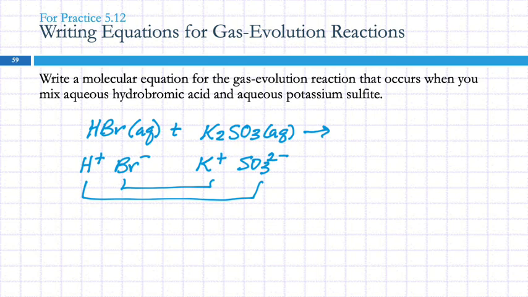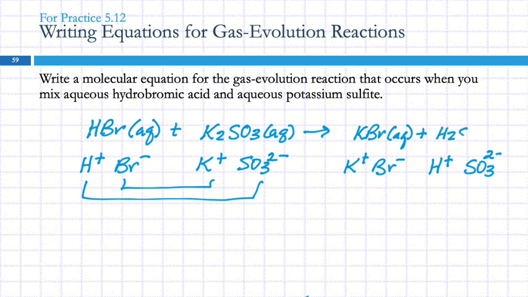And so I'm going to write the new possible combinations here, K+ and Br-, H+ and SO3, where that came from, 2-. So this is going to be KBr, that's going to be aqueous. And here, I'm going to need 2 hydrogens to balance the charge on that, so I'm going to end up with H2SO3. That's an acid, right? That's aqueous.